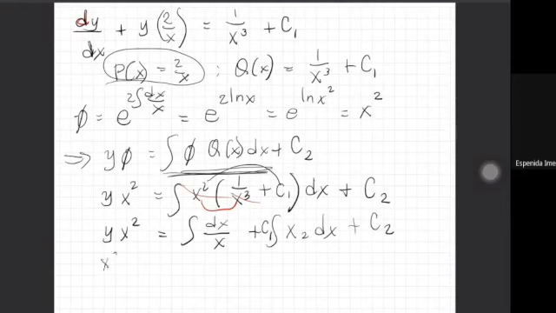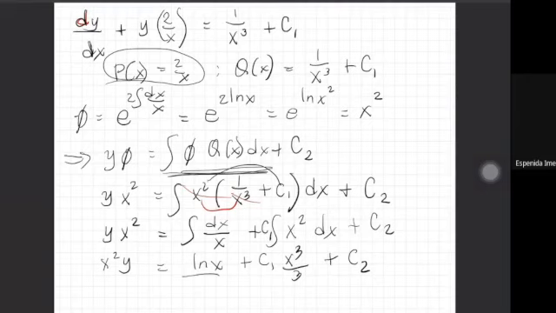So arranging this, you have ln of x plus c sub 1. By the way, this is x squared. Why did I write x sub 2? So you have x cubed over 3, and then plus c sub 2. Okay? And finally, this is the final answer. Okay, our final answer is this one.